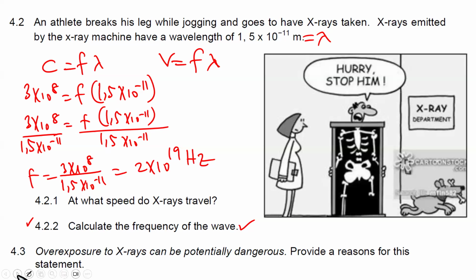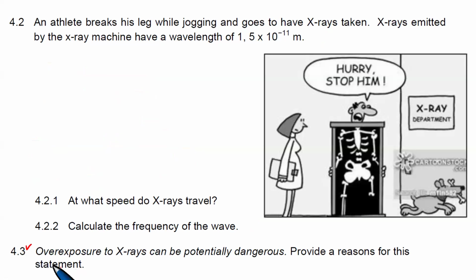Right, so in 4.3 right now, we continue to then say, overexposure to X-rays can be potentially dangerous. Provide reasons for this statement. So yeah, there's a typo here. It should not be provide a reason for this statement. It should be provide a reason for this statement. Okay, obviously at this point, overexposure to X-rays can be dangerous. Why? Why are X-rays dangerous?